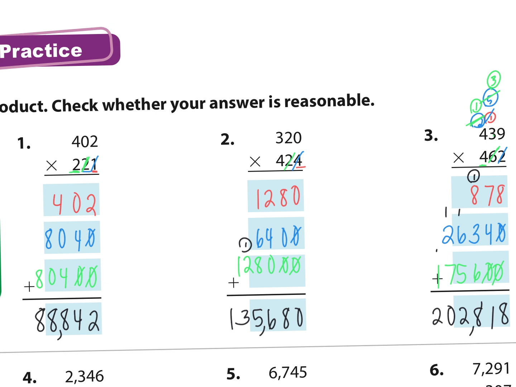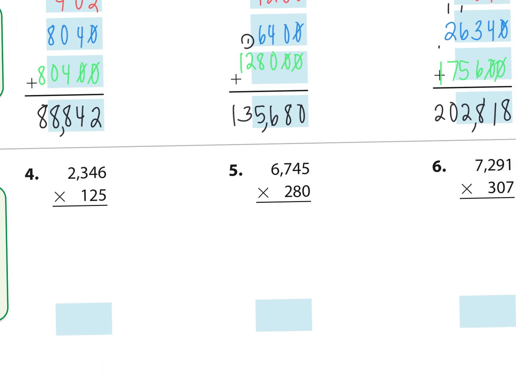Okay, do y'all want to try 4, 5, or 6? 4. Okay, let's do 4. Okay, they've taken away my partial product boxes, so I'm just going to write it in on my own. They're kind of giving you a little bit more freedom now. So I'm going to keep my same color order I've been going in, and I'm going to start with red, and I'm going to start with that 5.